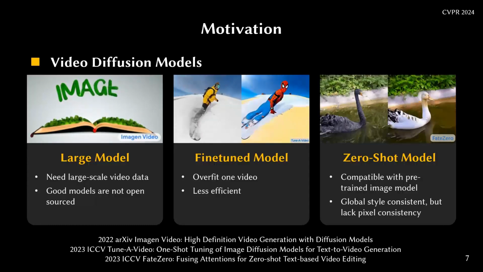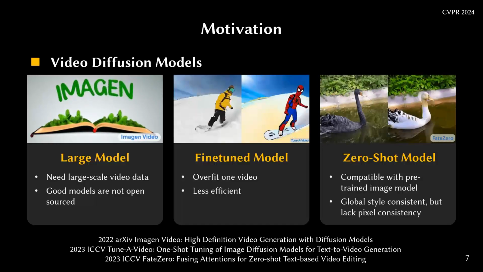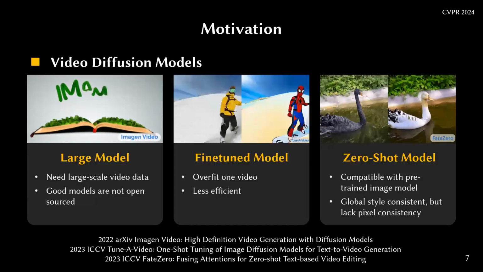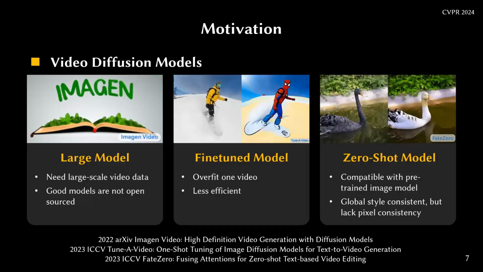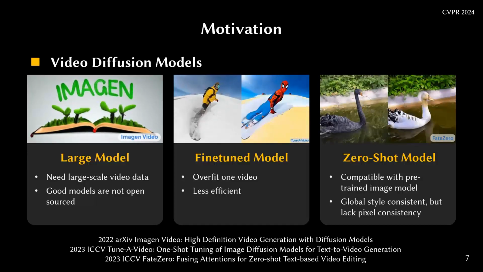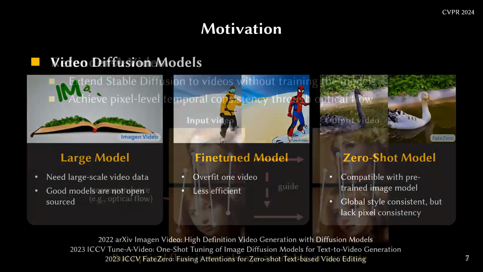The third solution is zero-shot methods, which add temporal constraints to the diffusion inference process for temporal consistency. Zero-shot methods require no training, and are therefore compatible with existing image models, showing promising potential.